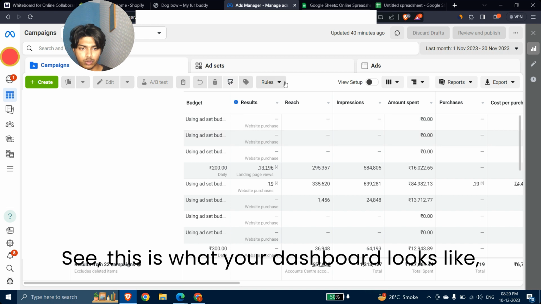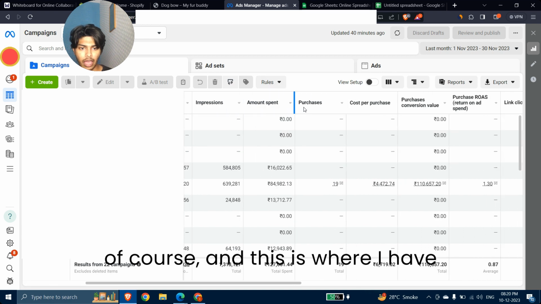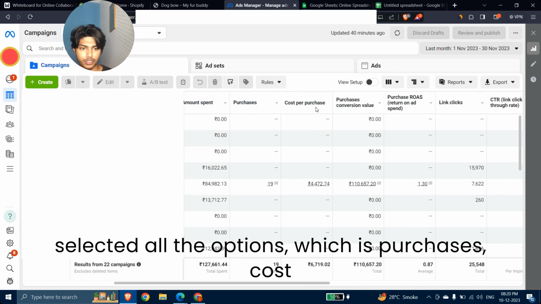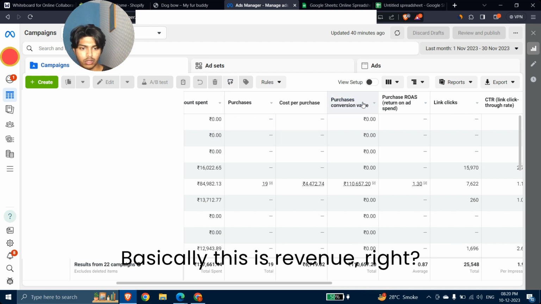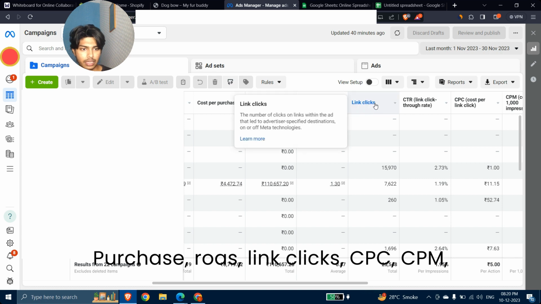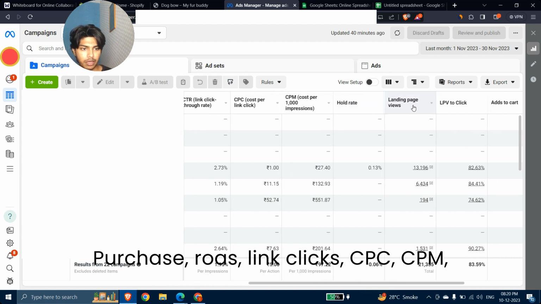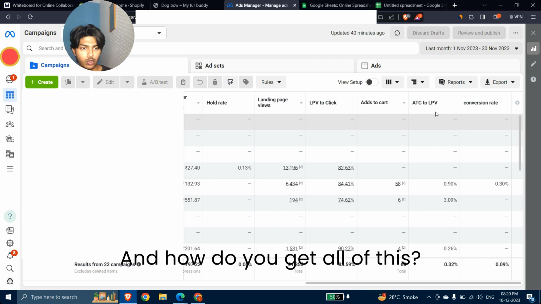See, this is what your dashboard looks like, of course, and this is where I have selected all the options, which is purchases, cost per purchase, conversion value. Basically this is revenue, right? Purchase ROAS, link clicks, CPC, CPM, hold rate, etc., etc. And how do you get all of this?